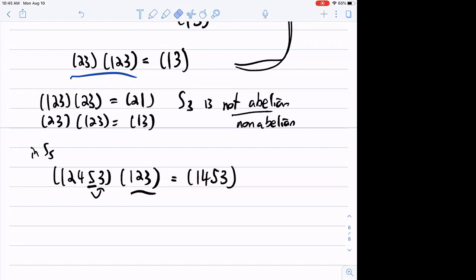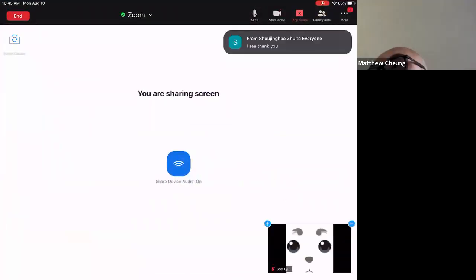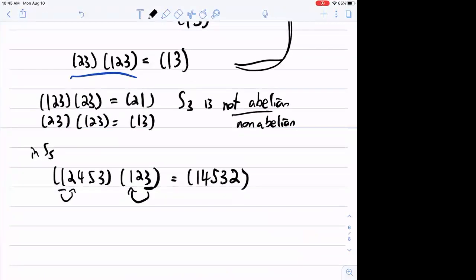Oh, sorry. I don't know why I closed that. And then you ask, where does 3 go? Okay, 3 here goes back to 1. And then you ask, where does 1 go? 1 goes to 2. So this is the cycle 1, 4, 5, 3, 2. Clear? Okay, great. Really important you understand this.